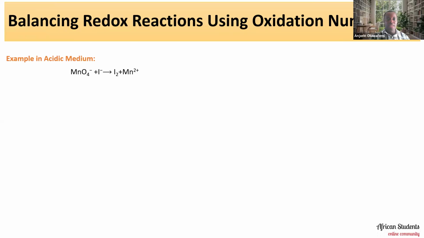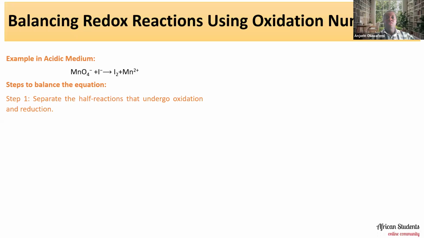This is the equation that you have here. The first thing is to go with the rule. We should separate it into two half equations, the oxidation half and then the reduction half. So, steps to balance the equation. Number one, separate the half reactions that undergo oxidation and reduction. That's the first thing. Let's quickly do that first.